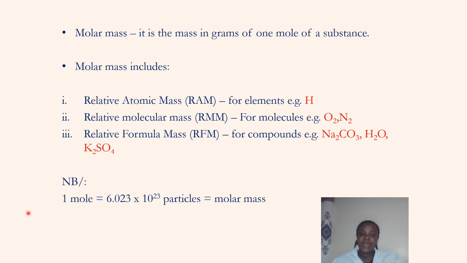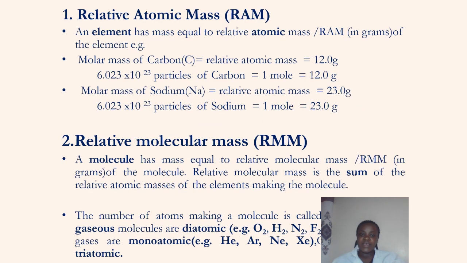We should note that 1 mole is equal to 6.023 times 10 raised to the power 23 particles, and it is the same as the molar mass. So this molar mass can be replaced by the RAM, RMM, or the RFM. So 1 mole of a substance is equal to 6.023 times 10 raised to the power 23 particles of that substance, which is equal to its molar mass. This we are going to apply in the coming examples.